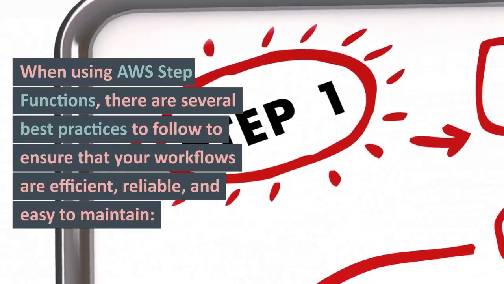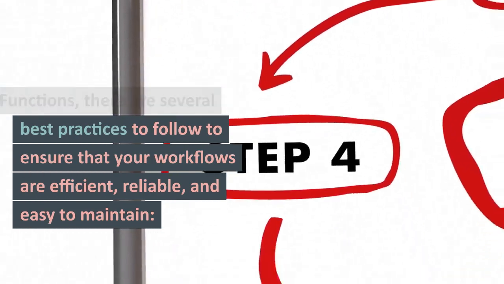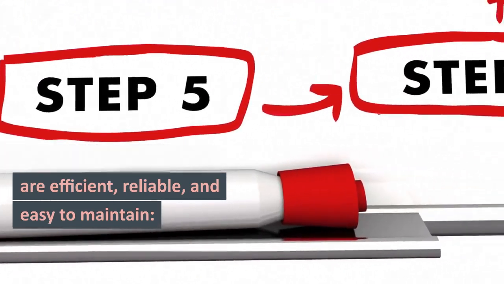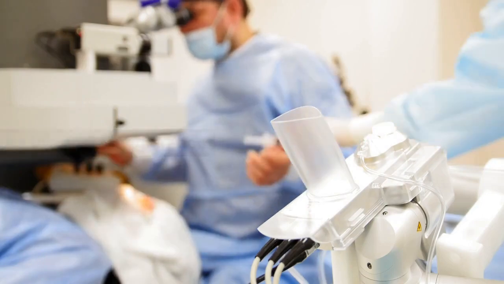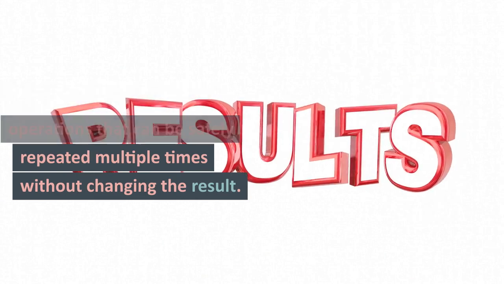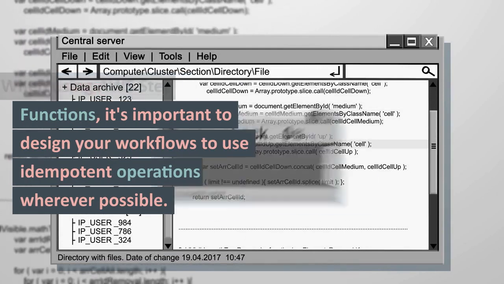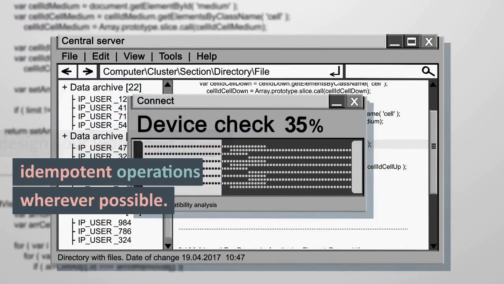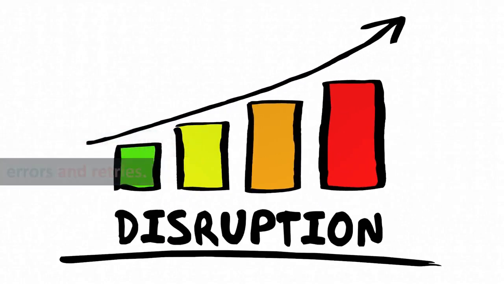When using AWS Step Functions, there are several best practices to follow to ensure that your workflows are efficient, reliable, and easy to maintain. Use idempotent operations. Idempotent operations are operations that can be safely repeated multiple times without changing the result. When using AWS Step Functions, it's important to design your workflows to use idempotent operations wherever possible. This helps to ensure that your workflows are resilient to errors and retries.